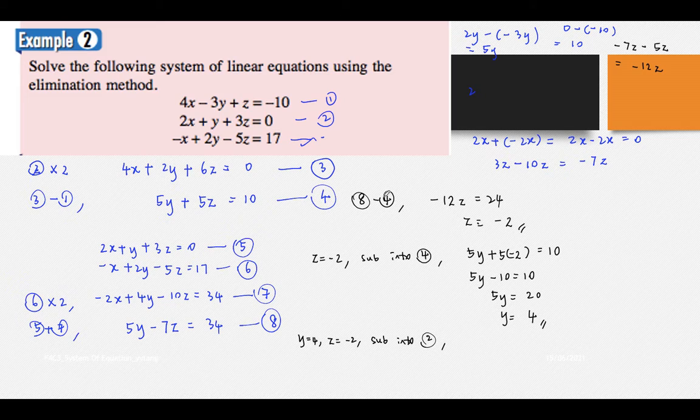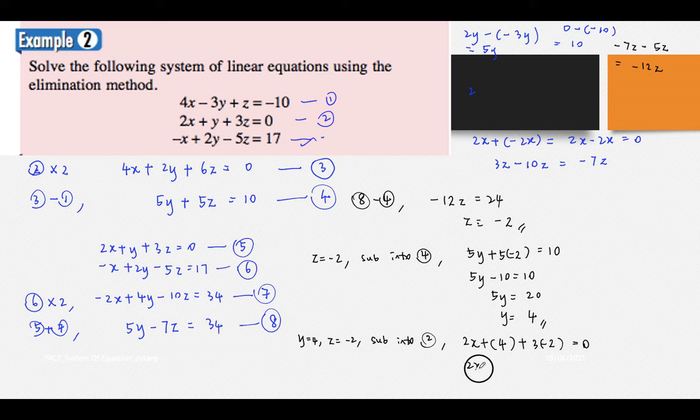Yang tadi textbook ini 4 tolak 8, saya 8 tolak 4. Sama, jawapan akan sama ya. Okay, so sub into 2, use this equation lah. Okay, now what's the equation here? 2x plus y plus 3z equals to 0. Bila saya sebut ini, saya bubuh kurungan. Okay, just like what you do in your function because you are going to substitute the value. y ialah 4 masuk sini. z ialah negatif 2 masuk sini.